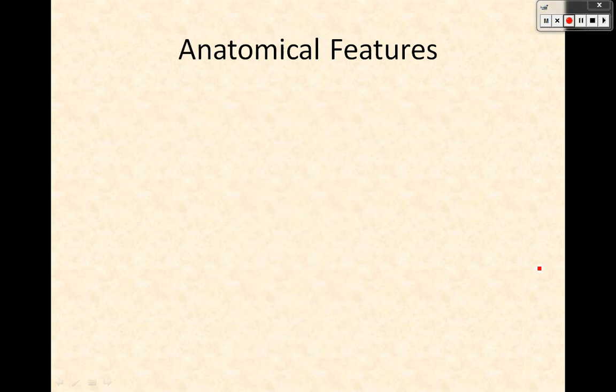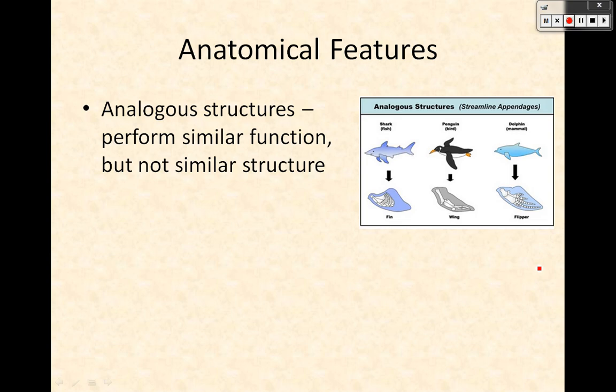So that's fossil evidence. We can also look at anatomical features, and so we're looking at body structure. There are some anatomical features we can look at, and there are some that we can't. The first kind are analogous structures. Analogous structures perform a similar function, but they don't have a similar structure.